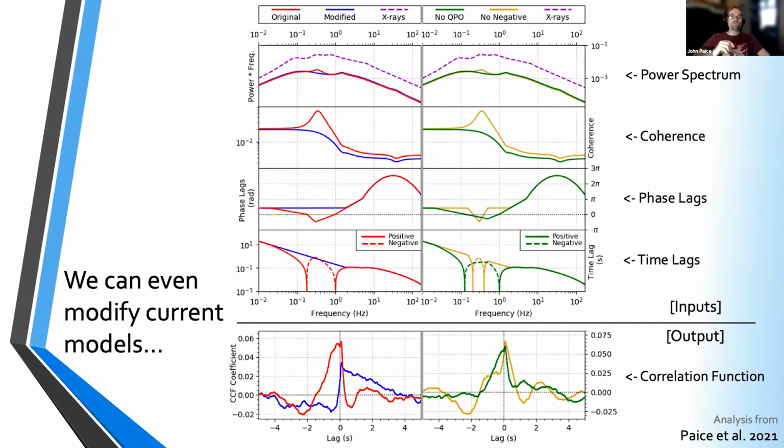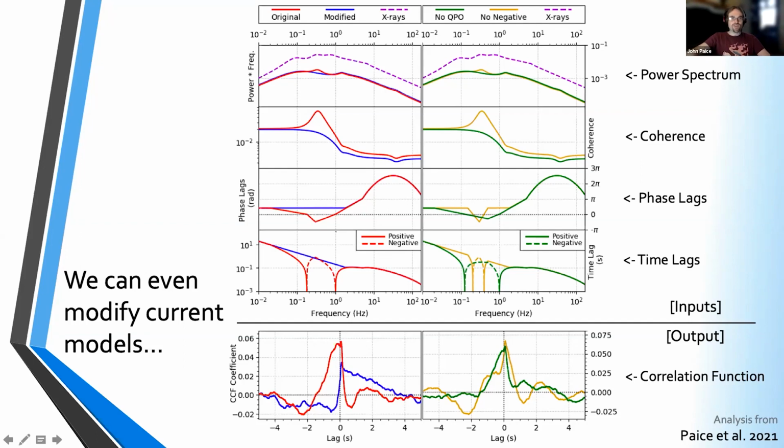And what was going on with this source is we wanted to look at this particular feature in the cross-correlation function. So this is this red line here. We saw that there was a great correlation at just negative lag between the X-ray and optical bands. And we were wondering, okay, well, what is causing that in the phase lags?